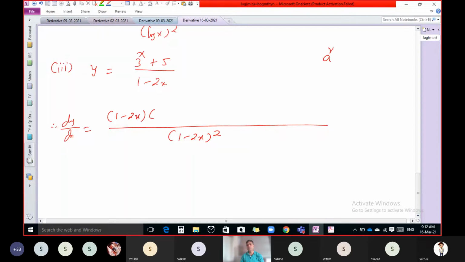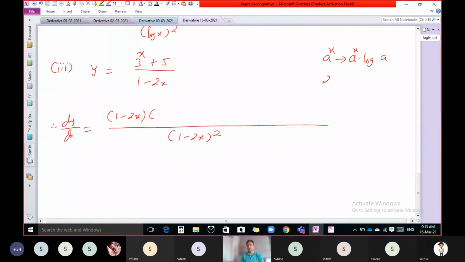What is the derivative of a raised to x? No, listen carefully. Whenever there is an x in the power, the derivative of that is a raised to x into log a, and the base is always e. So you can write log a base e, or you can simply write log a. No problem at all, because here the default base is e.